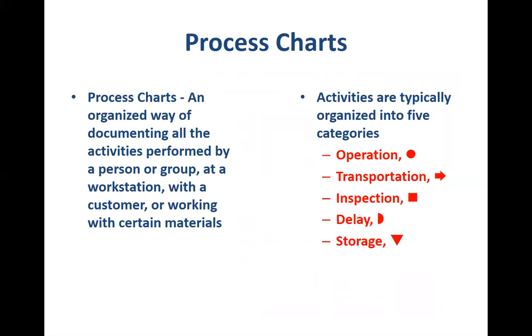Now, typically, there are 5 categories that we can put these activities into. They're either operation, something is being done on some input. There could be transportation, things are moving around. There's an inspection of products, materials, whatever is going on. There's a delay involved, or there's storage of items within the process.